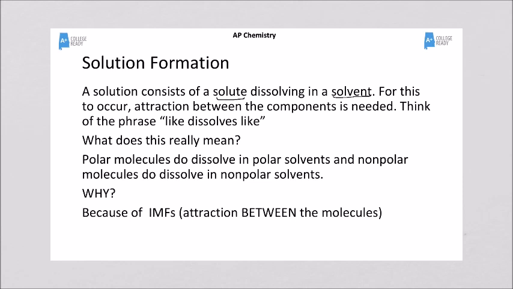So like dissolves like, well, we could say a polar molecule dissolves in a polar solvent, or we could say a nonpolar molecule dissolves in a nonpolar solvent. Well, what's really causing that? Well, it's because of IMFs. So if you're asked why is this substance more soluble in water than this other one, you need to be able to recognize what IMF each substance is able to have with water.